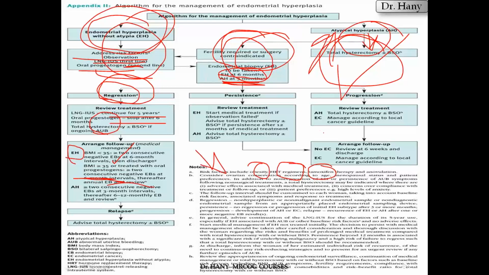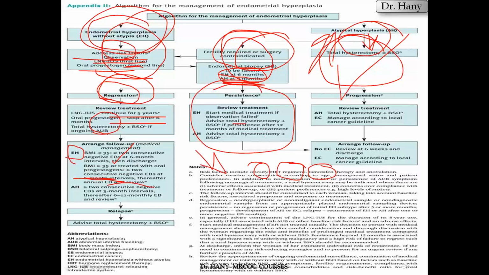If it is persistent endometrial hyperplasia without atypia, and you didn't start a treatment, she chose nothing, wait and see, start the treatment after 1 year. If she is persistent after treatment for 1 year, then total abdominal hysterectomy. This is a trick here.